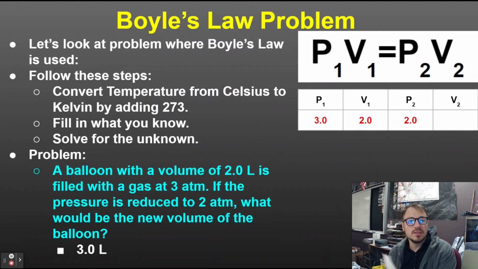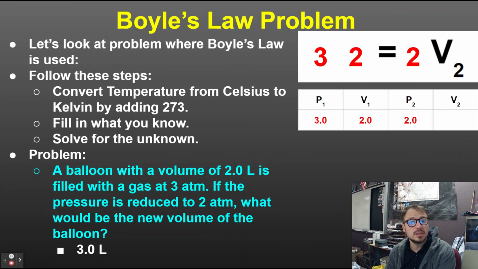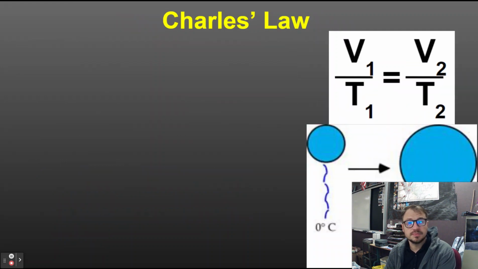First, I fill in everything that I know. I know the original pressure is 3, the original volume is 2 liters, the new pressure is 2. Well, what happens to the volume? Plug everything that I know in, and I get 3 liters.